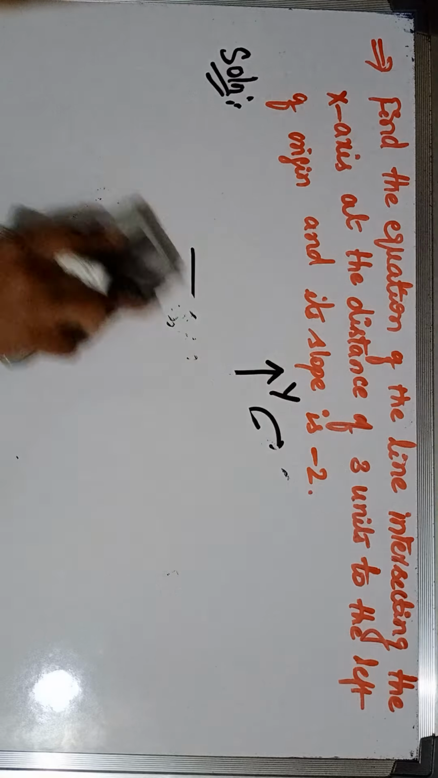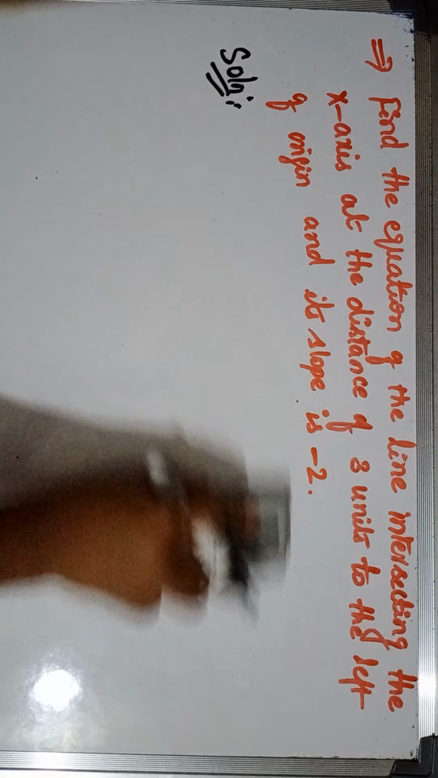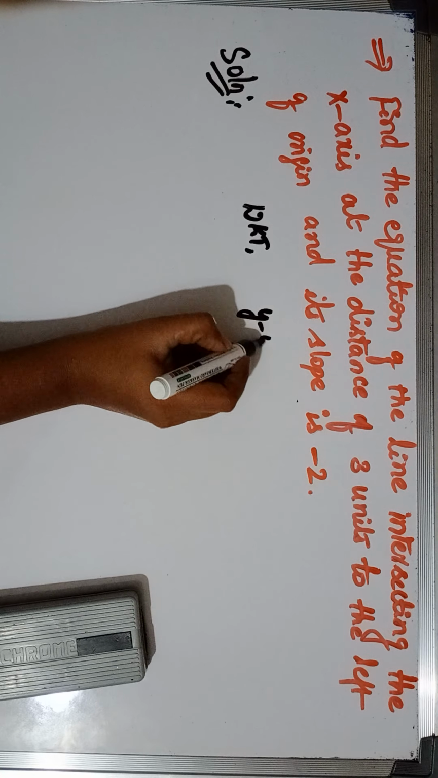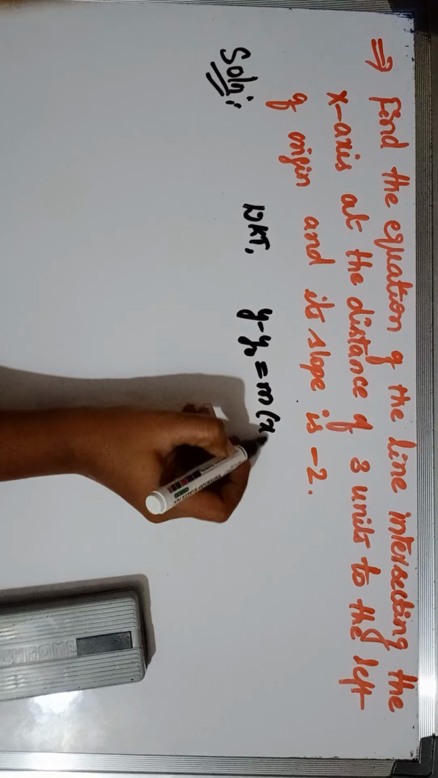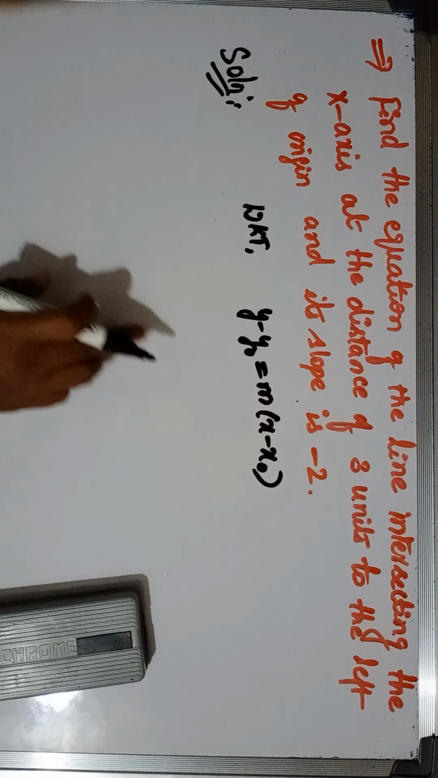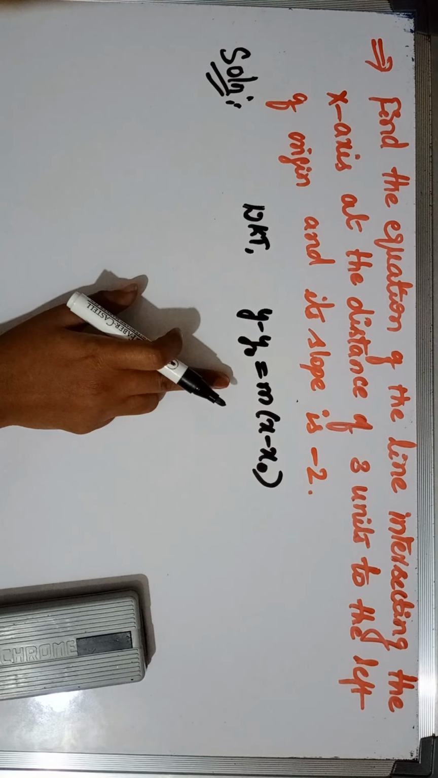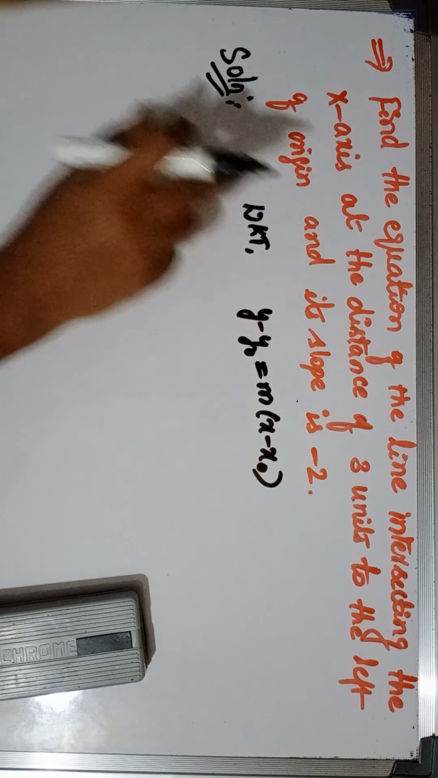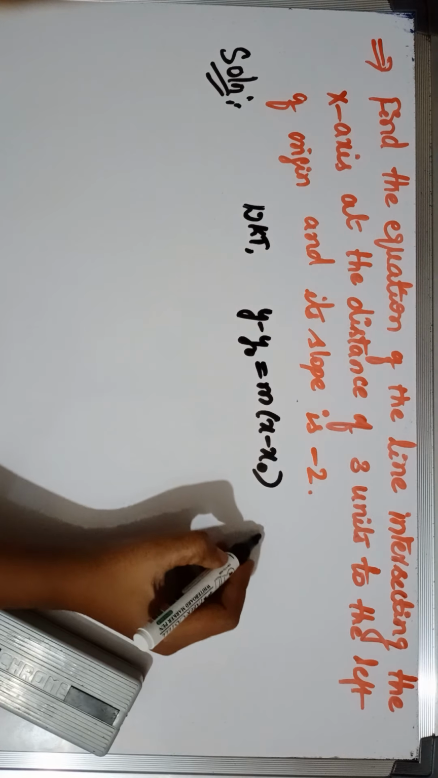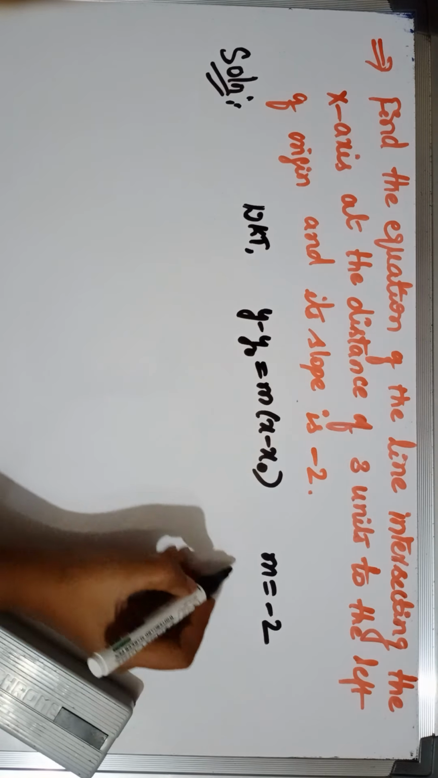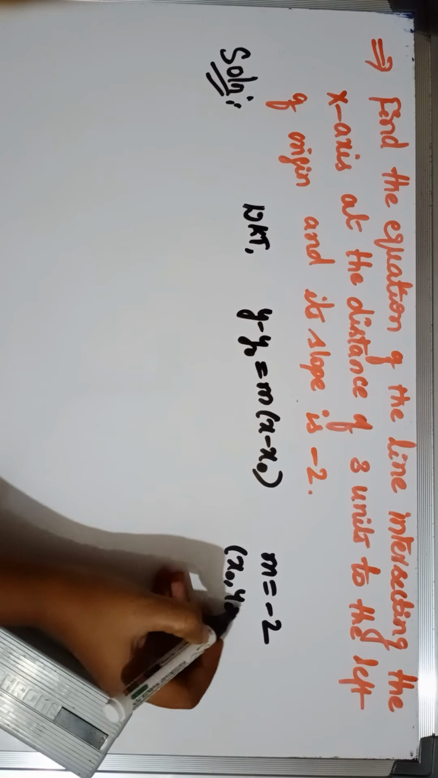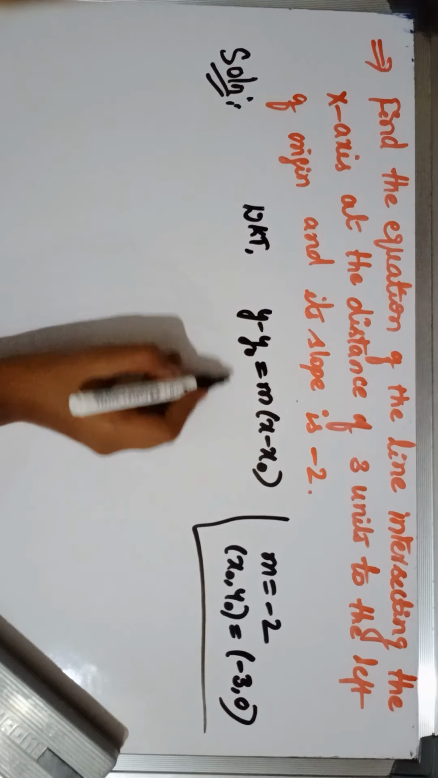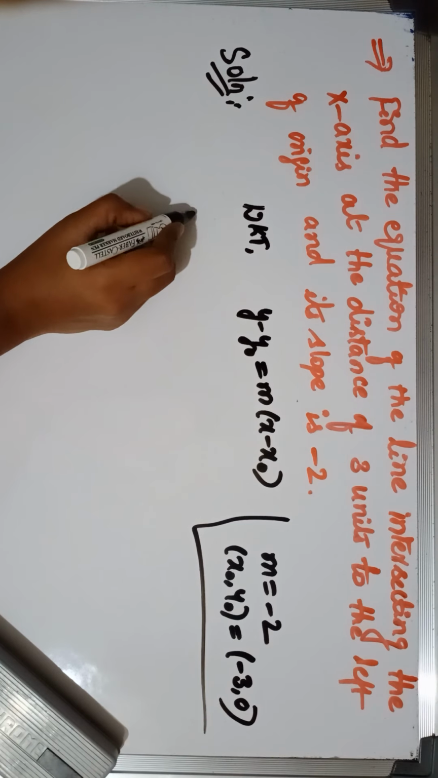So what is the slope point form? We know that y minus y naught is equal to m into x minus x naught. So this is the equation of a line which passes through a point x naught, y naught and having slope m. Just like the required line. Given m, the slope, is equal to -2 and this line passes through the point x naught, y naught is equal to -3, 0, right? So just substitute the values and simplify, you get the required equation of straight line.